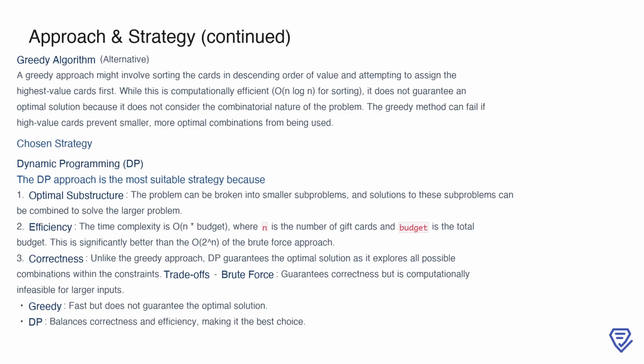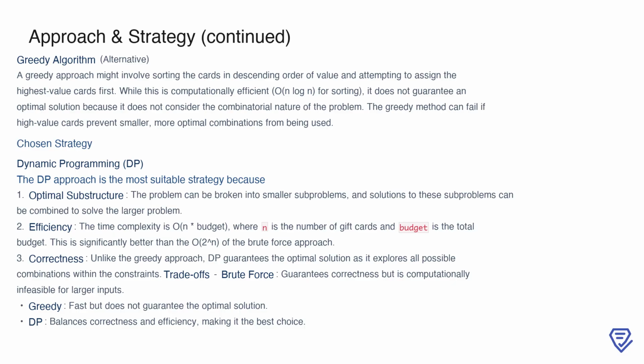Instead, we choose the dynamic programming approach as the most appropriate strategy. It excels because it leverages the problem's optimal substructure. Smaller subproblems can be solved independently and combined to solve the larger problem. The time complexity of n times budget is significantly better than the brute force method's exponential complexity, and unlike the greedy method, dp guarantees the correct, optimal solution. While brute force is infeasible and greedy is unreliable, dynamic programming strikes the perfect balance, making it the best choice for this problem.